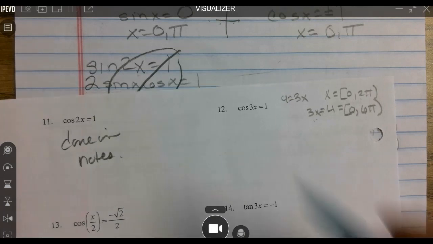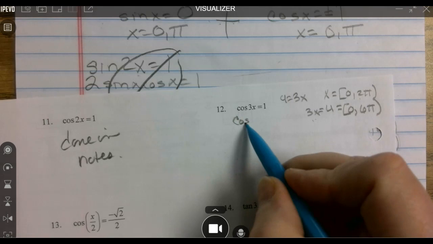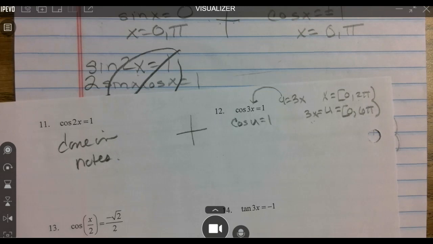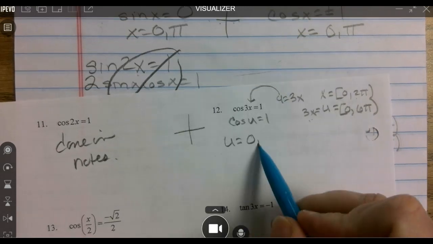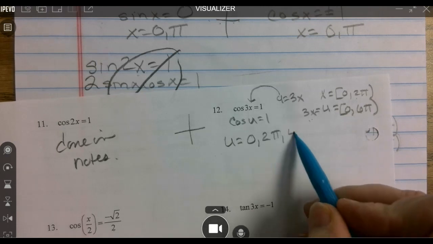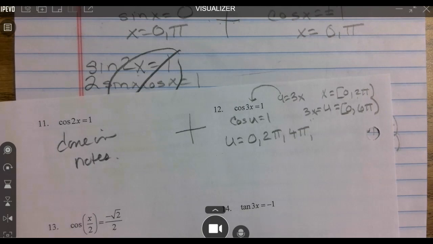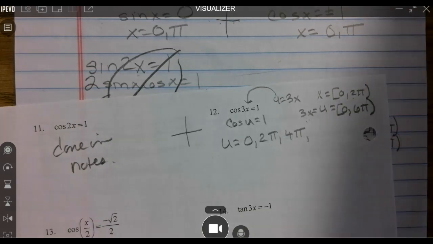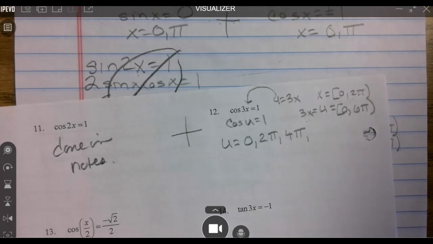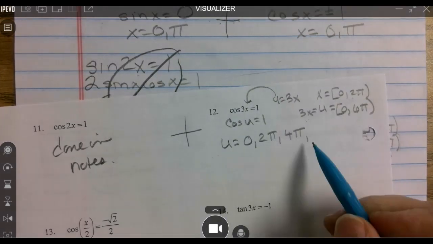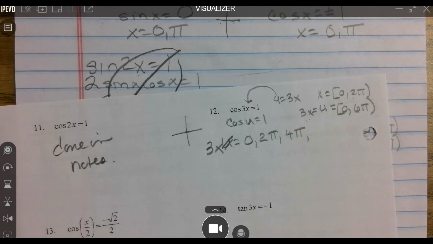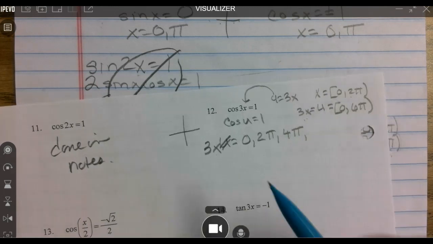Now we're ready to solve this problem because I can take this cosine of u substitution, and it's almost exactly the same problem. So again, where is the cosine equal to 1? 0, 2 pi, 4 pi, 6 pi, but I can't include it, right? Okay. There you go. Now I'm ready to substitute it back. So I just say, well, u is equal to 3x. Solve for u. Solve for x.